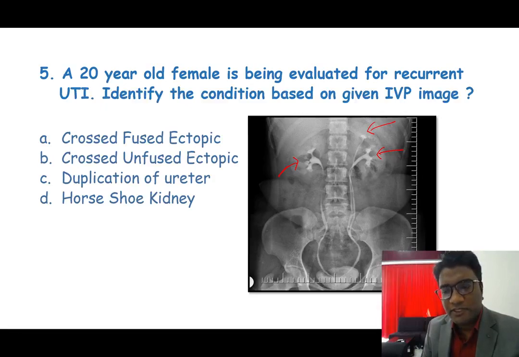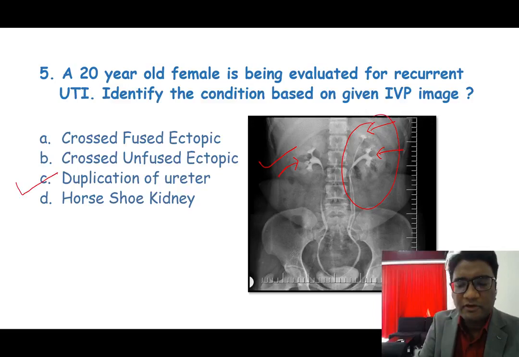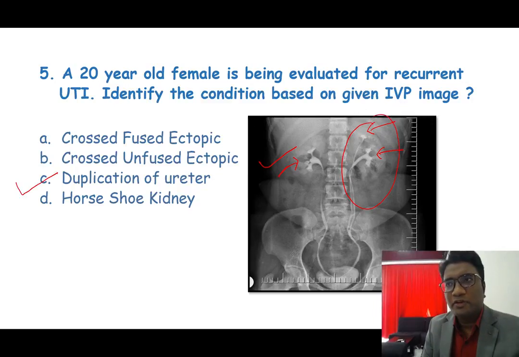Is it a crossed fused ectopic or a duplication? Because you can see the normal kidney in the normal renal fossa, this is not a crossed kidney. Instead, on the left side, there is duplication. So this is duplication of the ureter. That is what I mean to differentiate crossed fused ectopic from a duplication system. Please look at the normal kidney. If you see the normal kidney in the normal renal fossa, the better answer is duplication. If you don't see the normal kidney in the normal renal fossa, the better answer is crossed fused ectopic. Okay, so I hope this is clear. So this becomes duplication of the ureter.